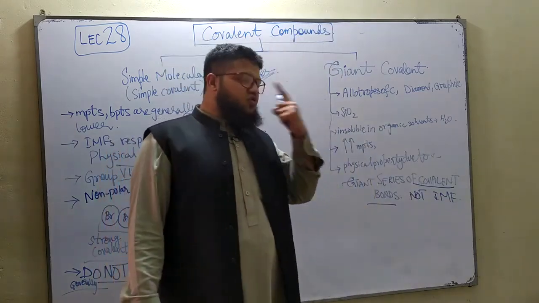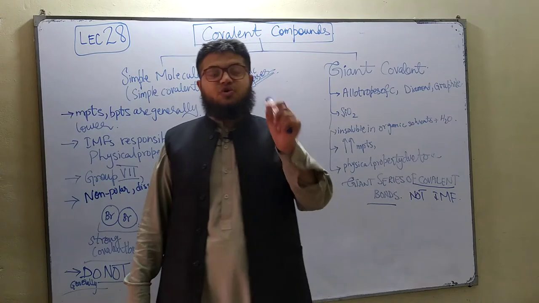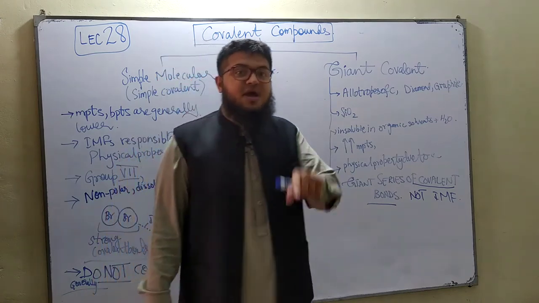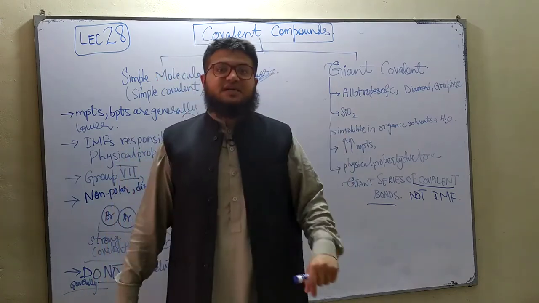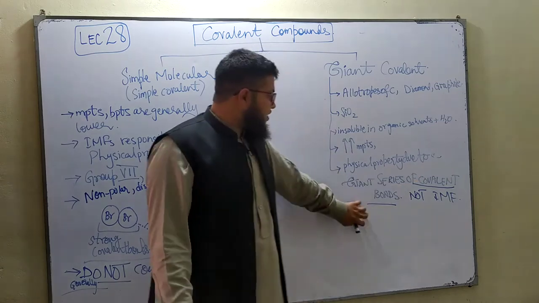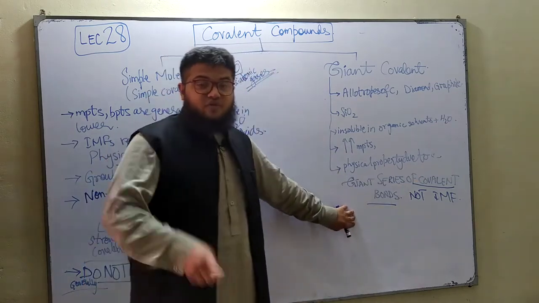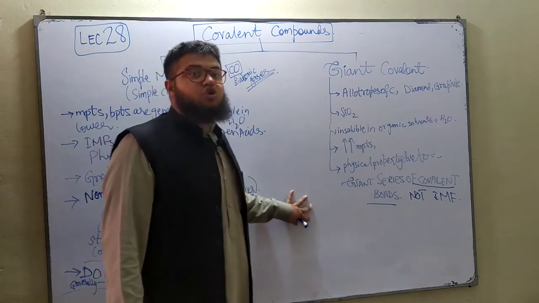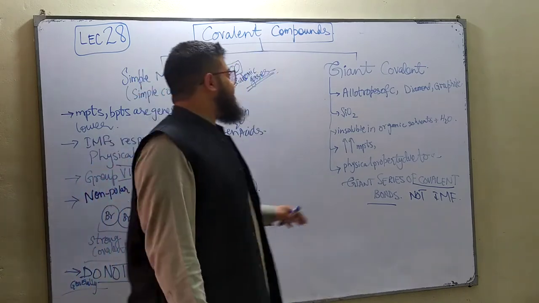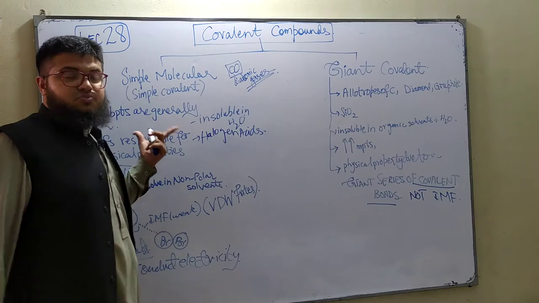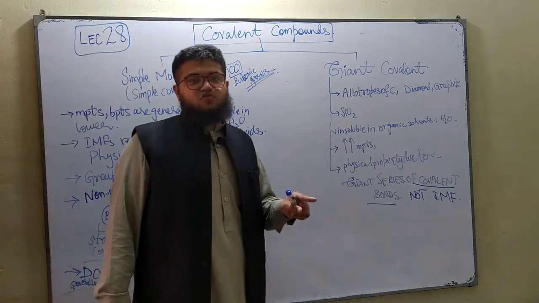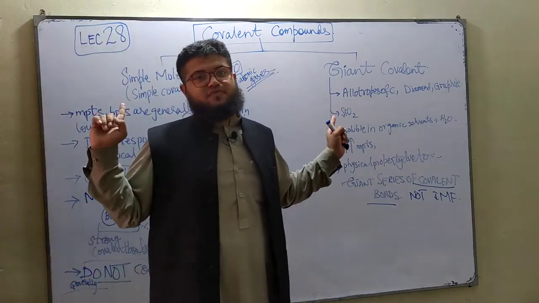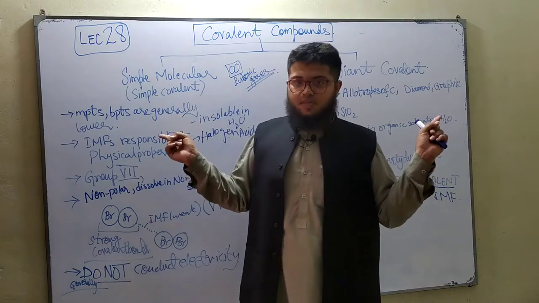And by the way, in giant covalent structures, the force that has to be overcome in order to melt or boil them is actually the covalent bonds themselves, not the intermolecular forces. It's the covalent bonds that you have to break in order to melt them. Whereas in simple molecular structures, you've got to overcome the intermolecular forces. This is the major difference between both of them, and that is the major difference between their properties.